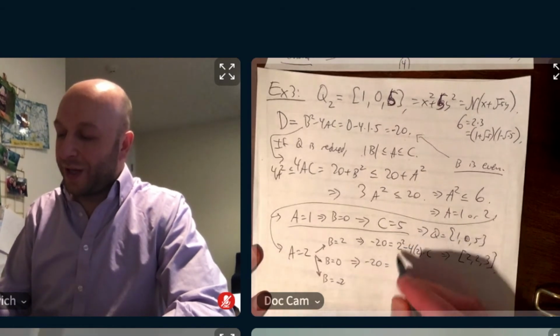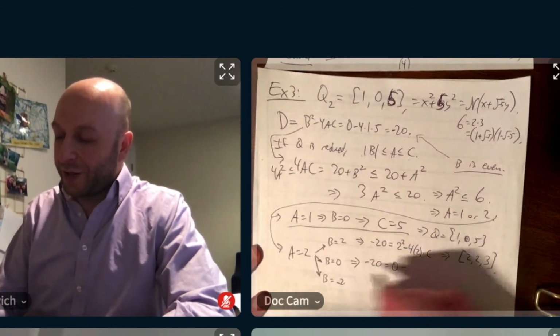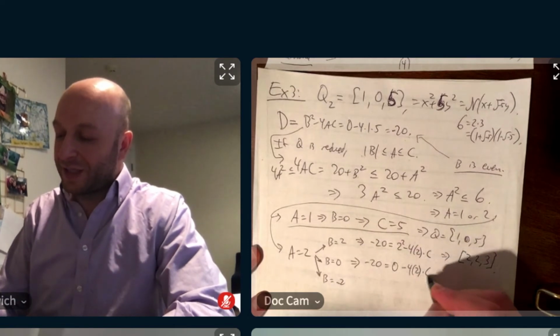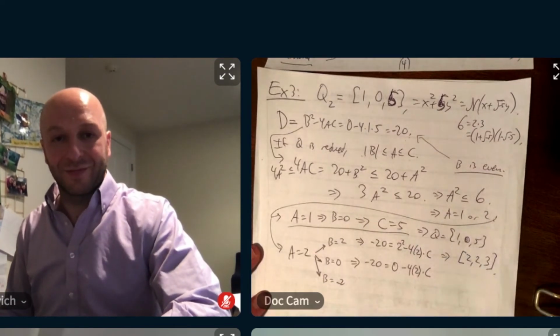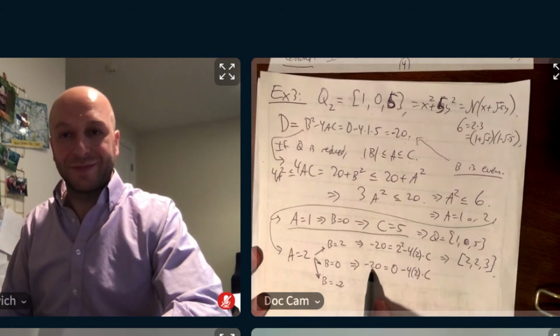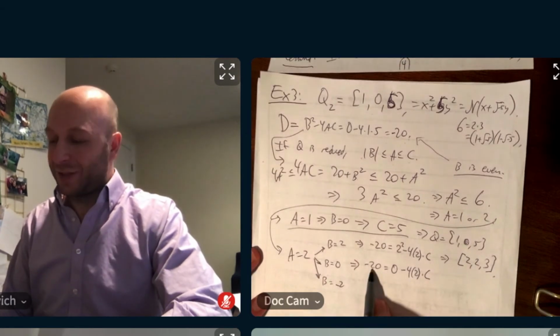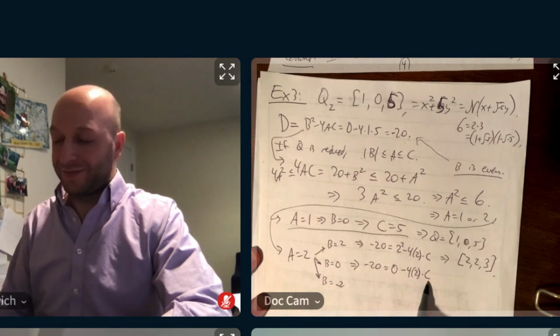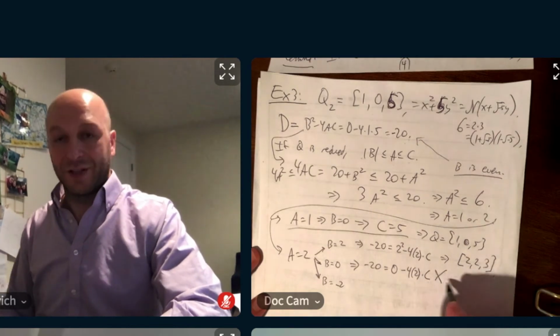How about if B is equal to 0? Then -20 is 0 minus 4 times 2 times C. But this is 8, and 20 is not divisible by 8. So C is not an integer. Doesn't work.